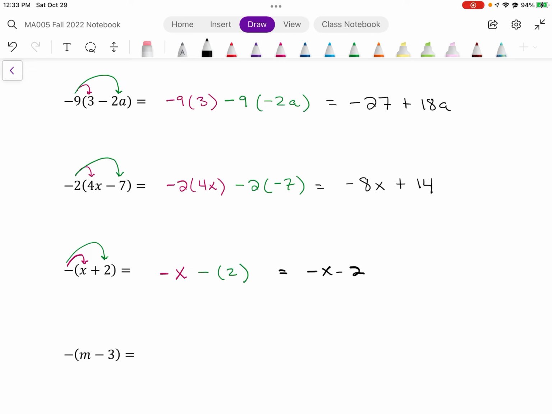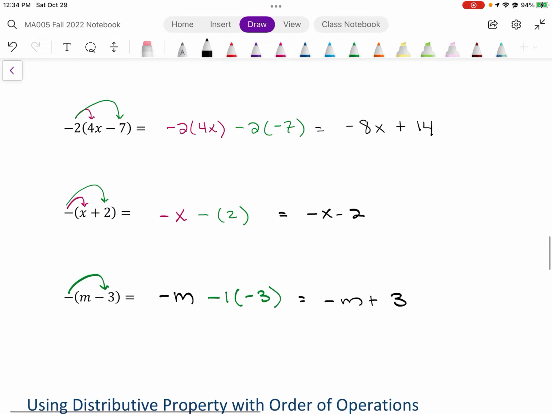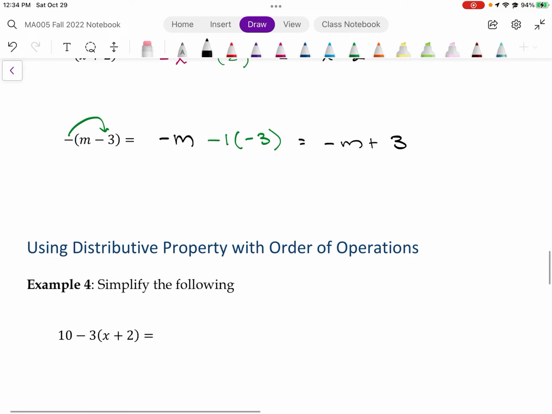All right, so the next one, same thing. We're going to take the negative and put it on the m, so negative m, and negative of negative 3. So negative times negative 3 is going to be plus, and you can think of it as a minus 1 times a negative 3, or just a minus times a minus 3. All right, so we get negative m plus 3. All right, lots of little places to make mistakes, so be careful.